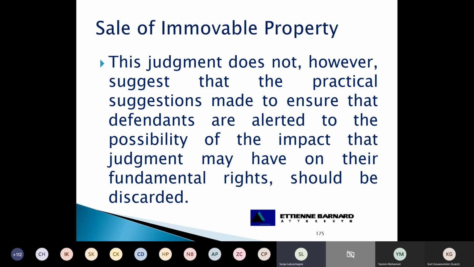I think everybody after that had this idea: let's bring applications to rescind and declare the sales of immovable property to be invalid because there wasn't judicial oversight. But it's not that easy. You still need to show that judgment was granted invalidly. And that's not that easy.